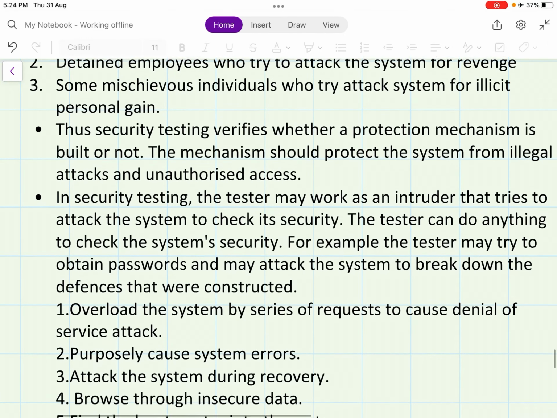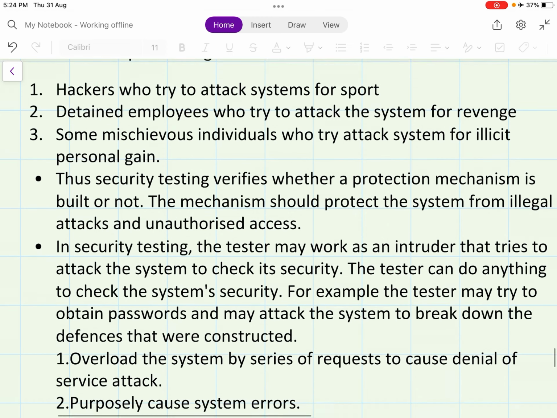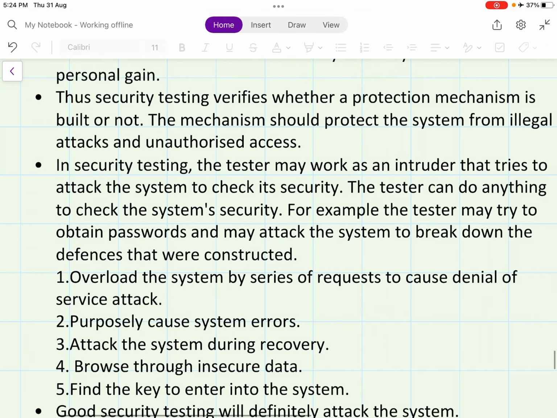A tester can be an ethical hacker, a person who knows how to intrude into the system. He will try to intrude into the system ethically. The company knows that he is intruding and he will check the system security. He will replicate the behavior of the non-ethical, illegal hacker, disgruntled employee or some mischievous individuals, and try to check whether the system is working properly or not. So he will break down the whole defense that was constructed.